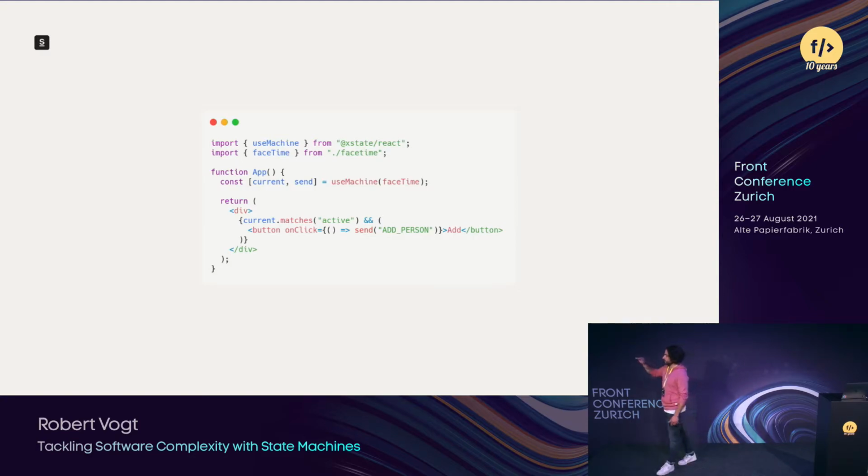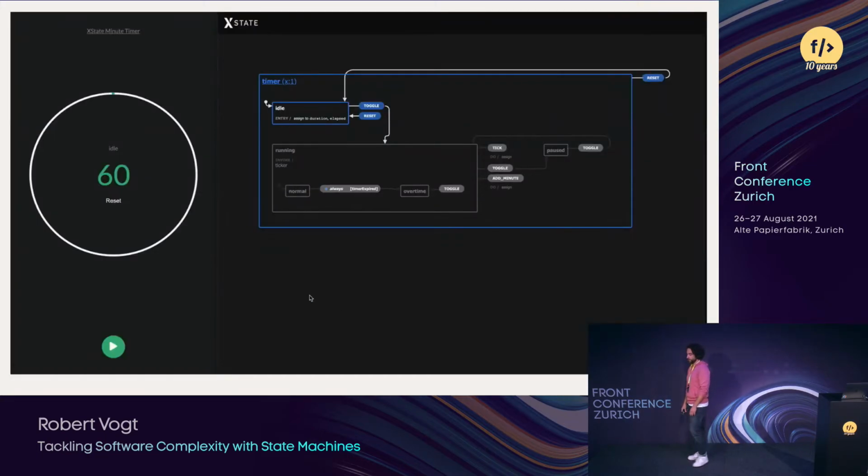And when rendering the UI, I can check, hey, is the current state active? If so, render a button, add person, and when it's clicked, it sends a transition, and all the rest is done by my state machine. I could even send the event to the state machine in the wrong state, and it wouldn't do anything because it knows that it's in the wrong state to run the routine.